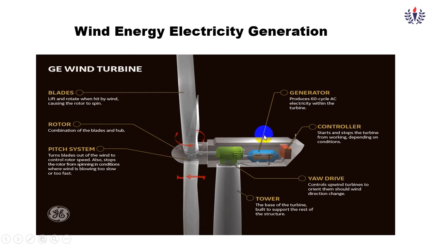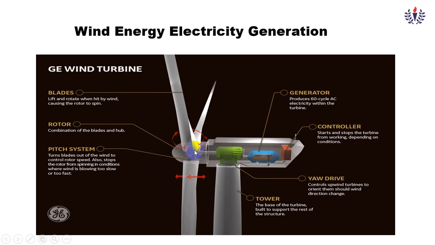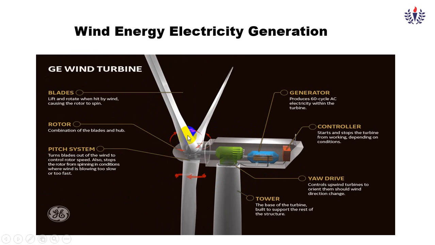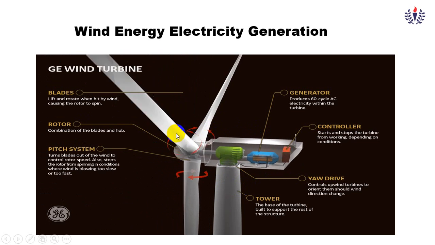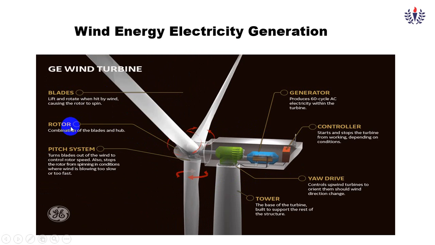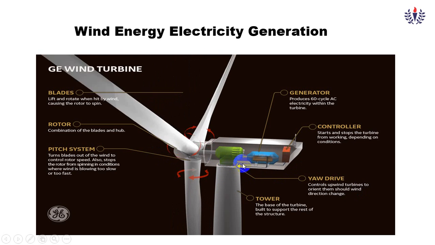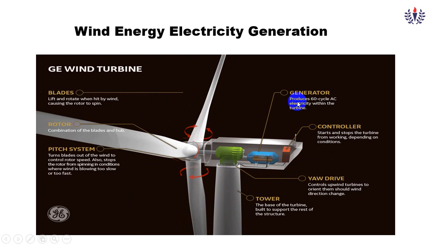So what is inside the windmill? Here you can see, the windmill can rotate like this, and this also can be rotated. This is known as pitch and yaw control. This is the yaw control, and this is the pitch control. The turbine blade can itself rotate according to the wind direction. These are the blades, this is the rotor, this is the pitch control as I said already, this is the yaw control. There is the tower, the controller and the generator.